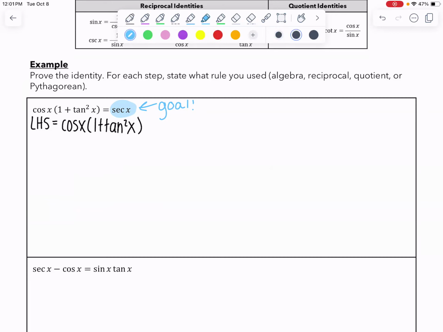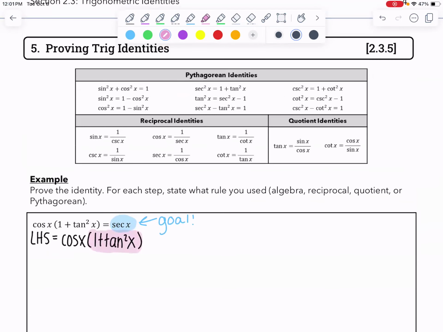All right, so here's what my brain sees when I look at this first. I see 1 plus tangent squared x, and my brain says, is that a Pythagorean identity? So let's look up here. Do we see 1 plus tangent squared x? We do. That's equal to secant squared x. I'm just going to make a note here that 1 plus tangent squared x is equal to secant squared x.